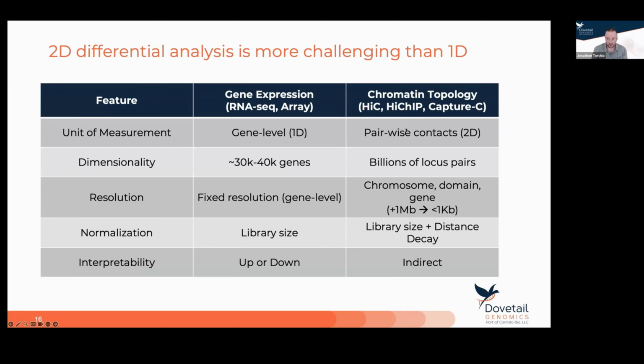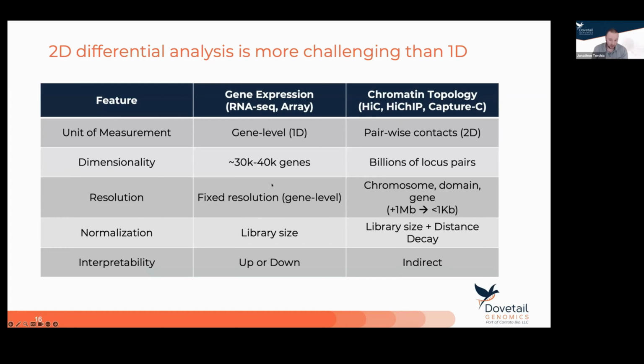Whereas for 2D topology, this is where we've added a multiplicative layer. We're not just looking at the interaction of one locus, we're looking at one locus and how it interacts with every other locus in the genome. So we're taking basically one matrix and multiplying it by another matrix. This can lead to billions and billions of pairs that we want to interrogate. So 30, 40,000 features for gene expression, billions of features for topology, which comes at a significant cost.